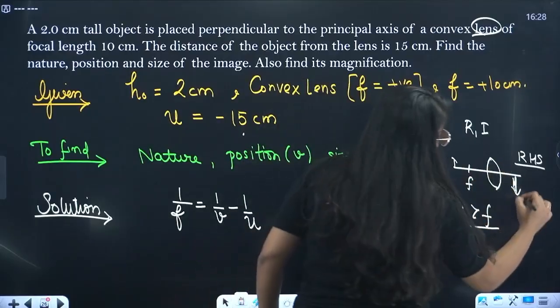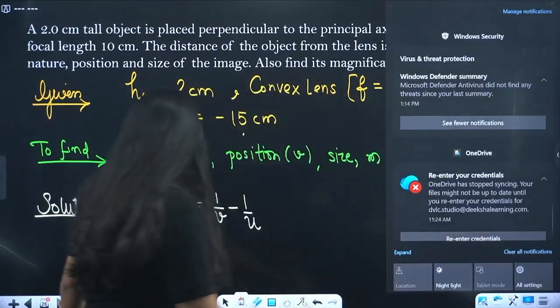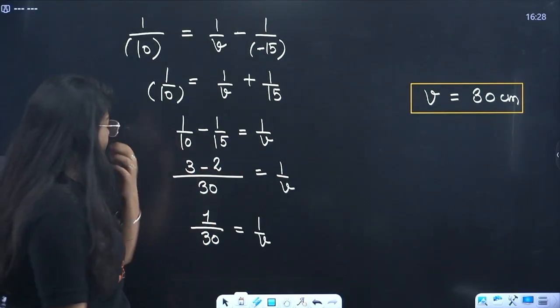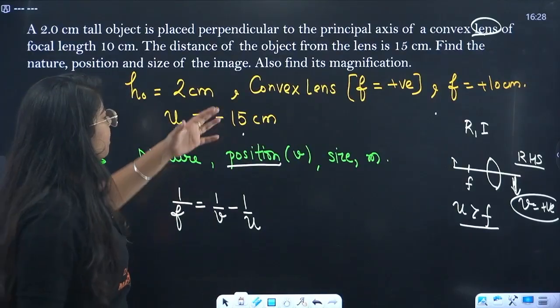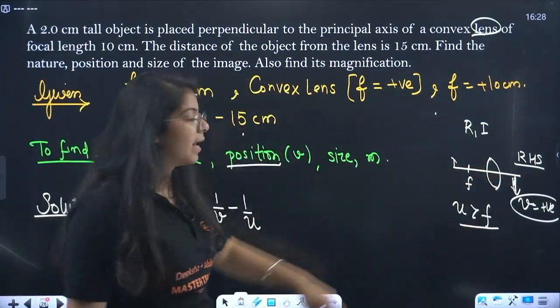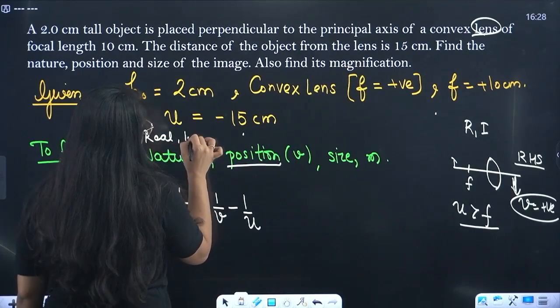That means V should be on the right hand side, V should be positive. So is V positive? V is positive. V is 30 centimeter, and hence, beta, we have found the position. Now what is the nature? Ma'am, it's a convex lens, U is greater than F, so it is real and inverted. So nature is real and inverted.